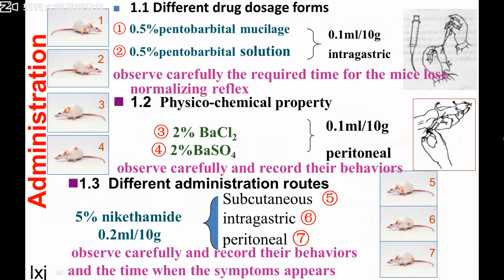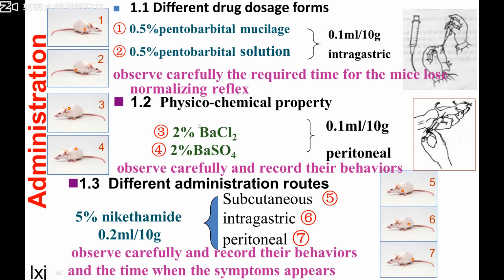Now look at this. The first experiment is about drug dosage forms, in mucilage or solution. Administer the drug pentobarbital at the same volume by intragastric administration. You should observe the activity and the righting reflex, and record after administration when the mice lose the righting reflex.